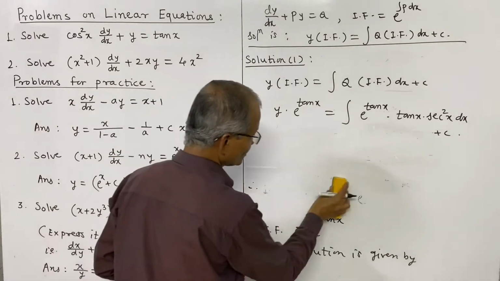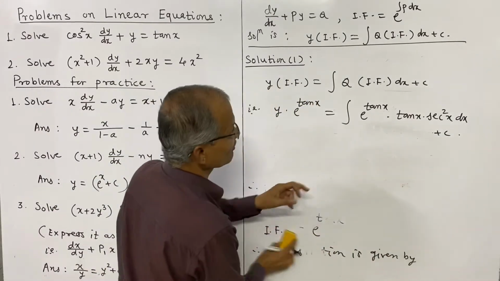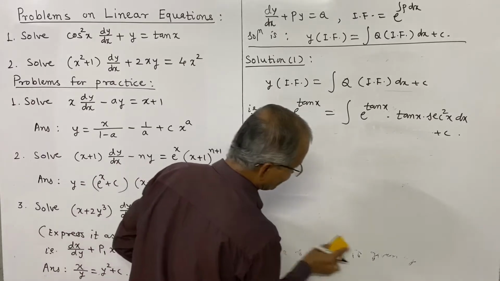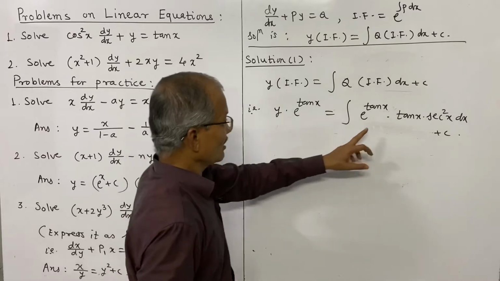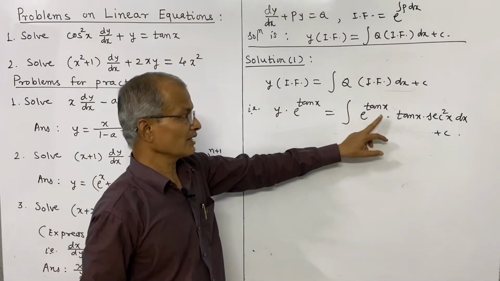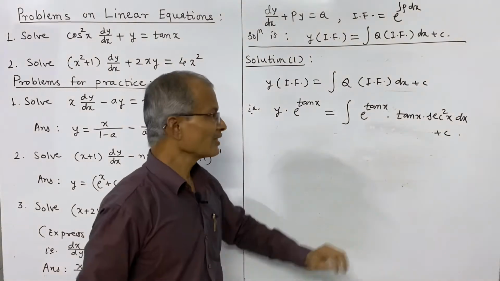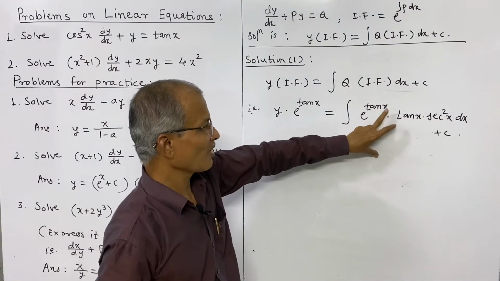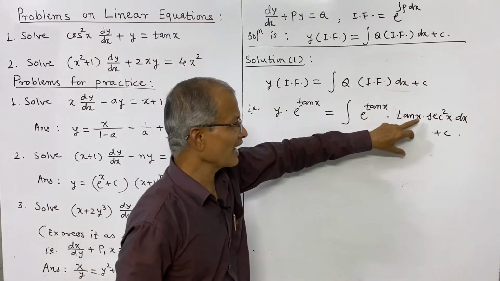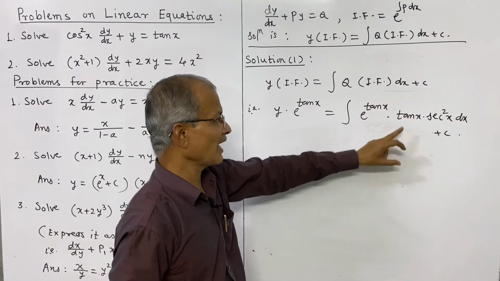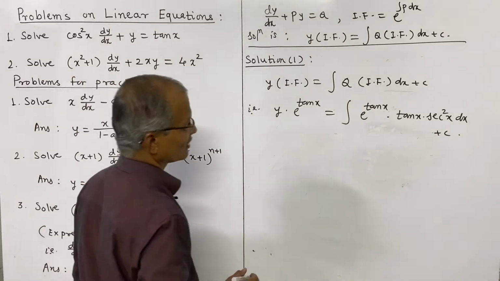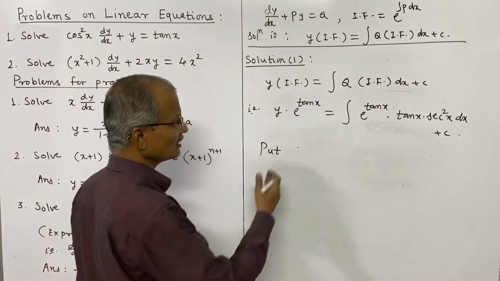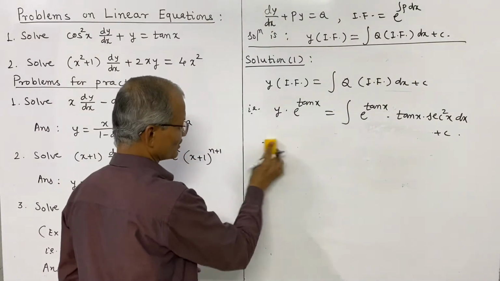So this is the solution, and it can be simplified further. We have to evaluate the integral on the right side, which is the integration of e power tan x into tan x into sec square x. So we can make use of a substitution. By observation we see the substitution should be for tan x, because the derivative of tan x is sec square x, so put tan x is equal to t. On the integration on the RHS we use this substitution.